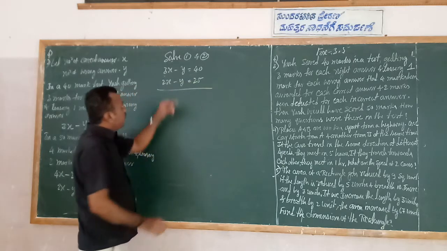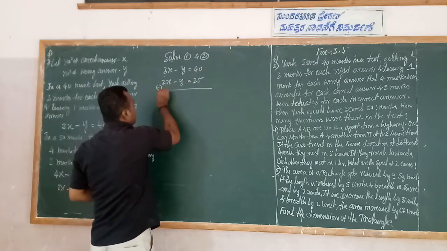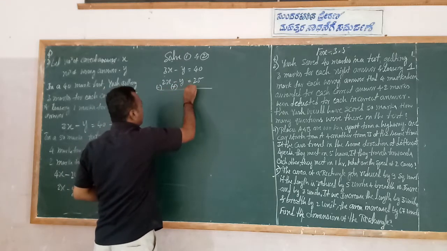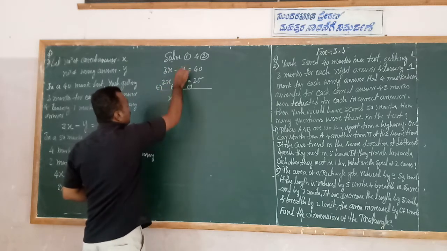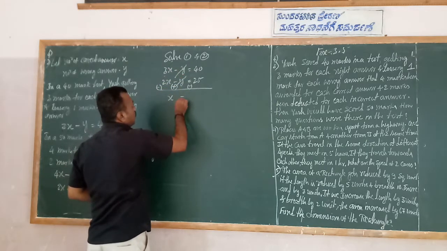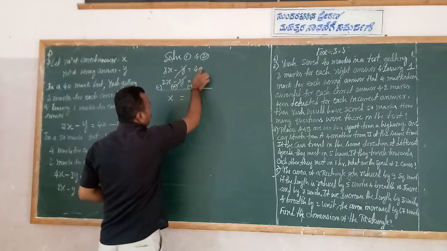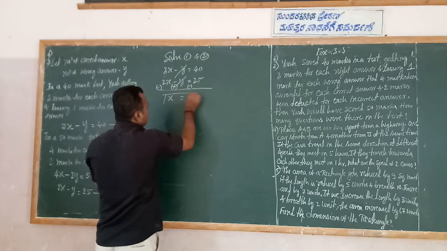So here the y term is already equal, therefore you have to subtract. You have to change the sign: plus becomes minus, minus becomes plus. This is also minus. So 3x and 2x, what do we have to do? Subtraction. It becomes x. Plus y minus y gets cancelled. It is equal to the remaining 40 minus 25, which is 15. So x is equal to 15.